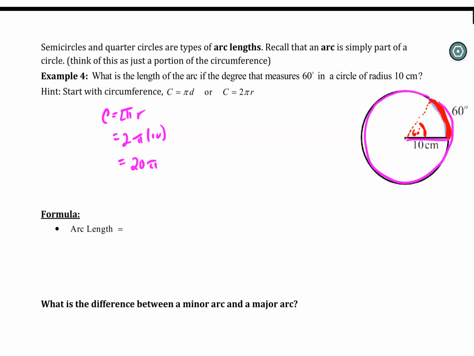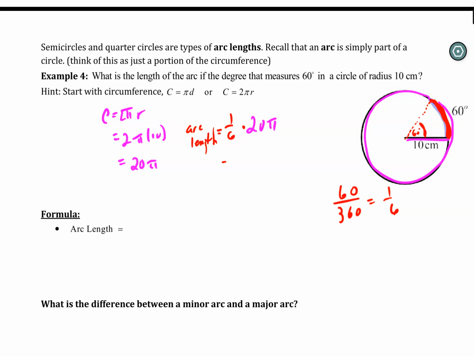But I don't want all of it. I just want this red section here that I've colored in. So I'm going to take the 20 pi and I'm going to multiply it by what fraction, right? So 60 degrees, it's 60 degrees out of the whole thing, and there's 360 degrees in a circle. So if I simplify that, that's 1/6. So I can say 1/6 of 20 pi would be just this red portion here. So that would be the arc length.